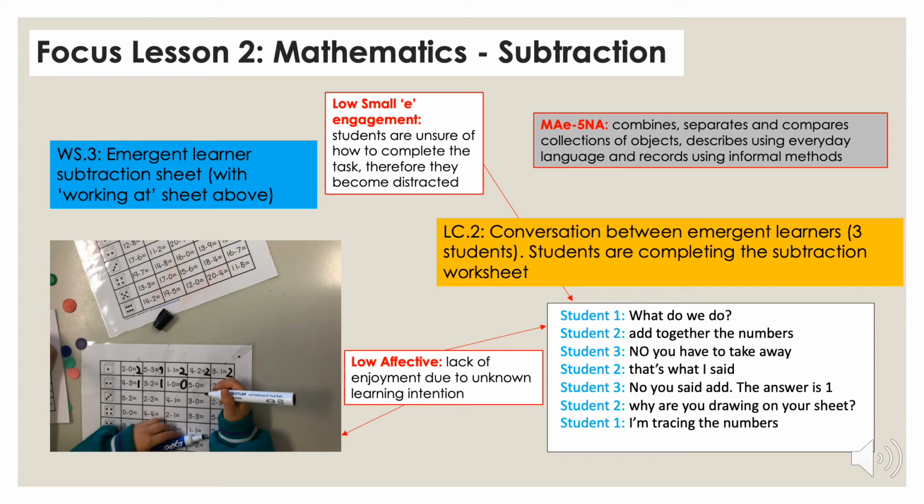Students were asked to complete each number sentence and record their answers on the worksheet provided. However, it is evident from this work sample that this learner was initially adding instead of subtracting their numbers. This emphasises a lower level of engagement as the student was unsure about the purpose of the assigned activity. This is also evident in Learning Conversation 2, where 3 students have very different ideas about the learning goal of the activity. The students were using distractions to avoid completing the task in front of them.